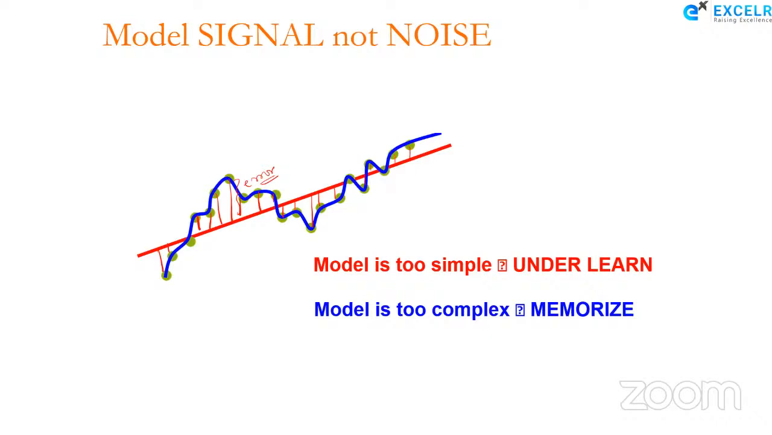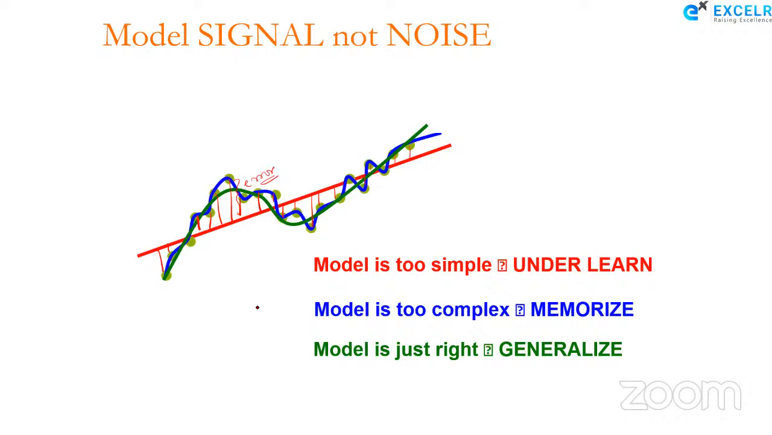So what kind of a model are we aiming at? We don't want a too simple model. We don't want a too complex model. Then what is the model that we want to build? We should build something called a generalized model, the model which is just right. When do we say it is just right? It should try to cover as many points as possible, but it should not stress too much to cover each and every point. That is called a generalized model.